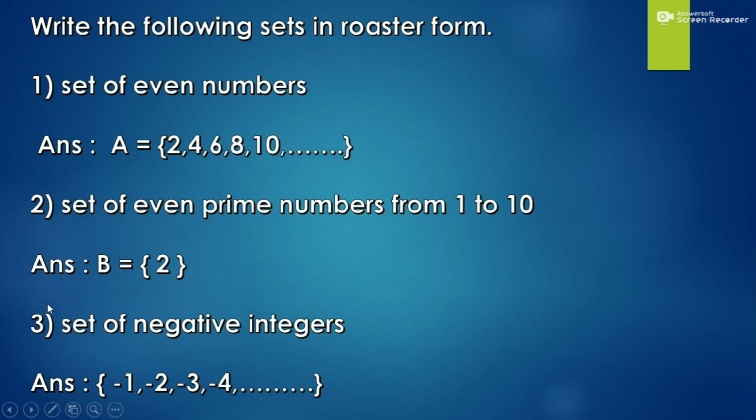Second example: the set of even prime numbers from 1 to 10. We already know that there is only one even prime number, that is 2. 2 is the only element which is an even prime number. Third example: the set of negative integers. Negative integers start from -1, -2, -3, -4 up to minus infinity.